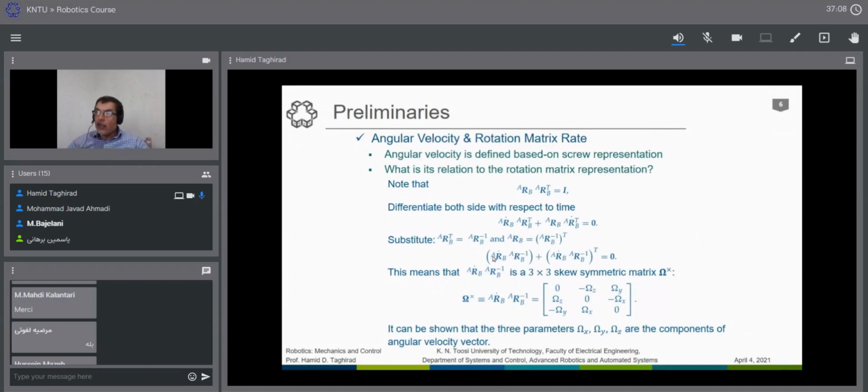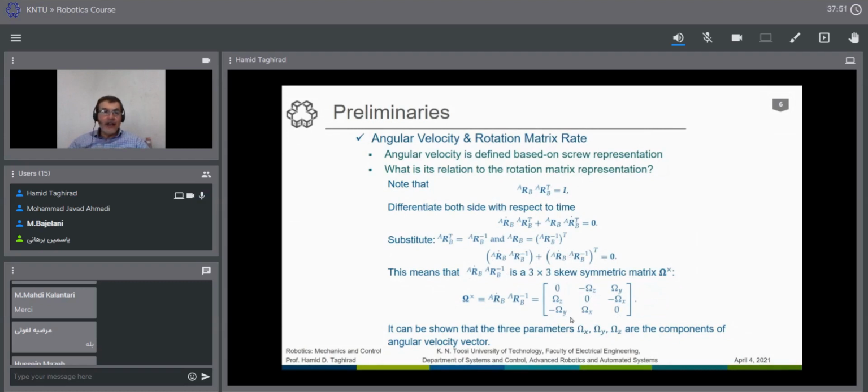As you see here, call this matrix U, R dot times R inverse, call it U as a matrix, plus U transpose is equal to 0. A matrix plus its transpose is equal to 0. This means in linear algebra that this matrix is a skew-symmetric matrix. A skew-symmetric matrix is a matrix that has 0 on the diagonal and negative signs on the off-diagonal elements.